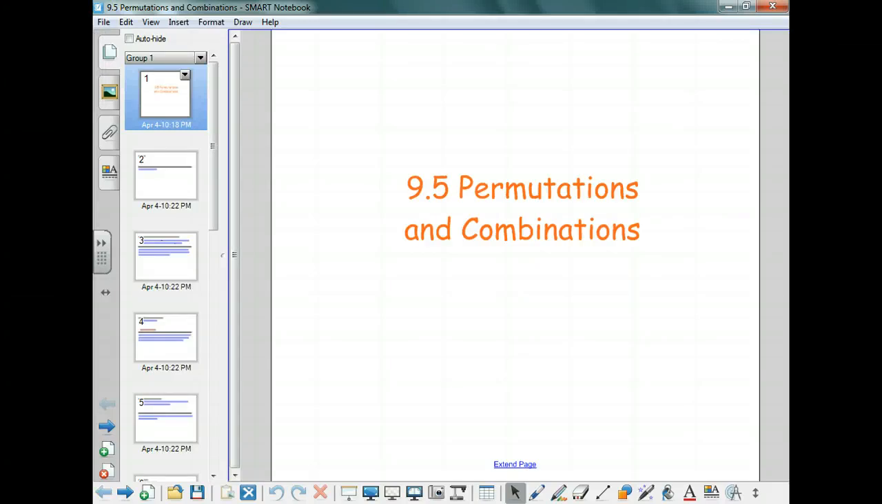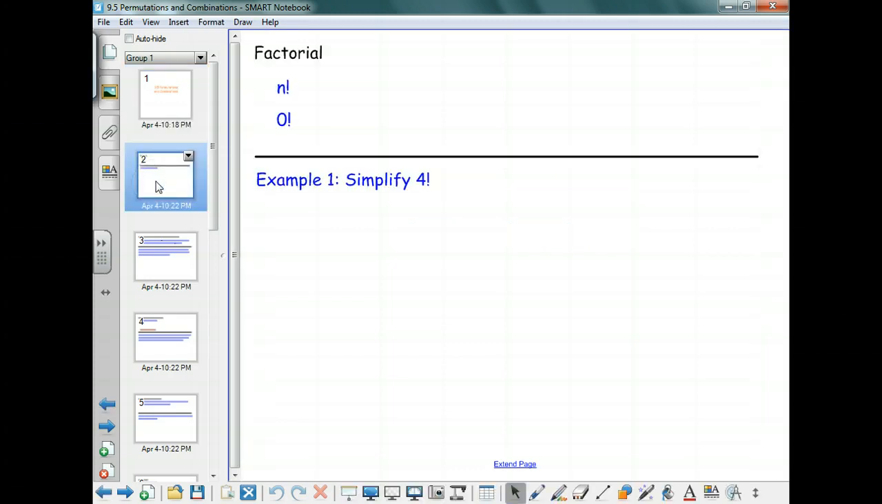Right, the last section in chapter 9 is permutations and combinations. The first thing we're going to take a look at is the notation. Have you seen the exclamation notation before? Yes, I know a couple of you have. Got some yeses, that's awesome.